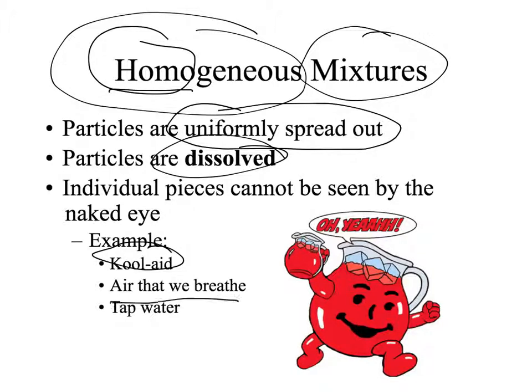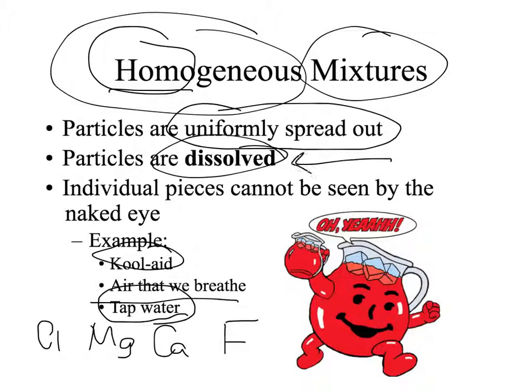Don't forget that the air that we breathe also is a homogeneous mixture. We can't see different parts. And then also, don't forget about something like tap water. Tap water is a mixture of not just water, but things like chlorine, there's magnesium in there, there's calcium, there's fluorine for our teeth. So even though it looks like one thing, there's still other parts. The only reason they look like one is because everything is dissolved. And that's what homogeneous mixtures are all about.